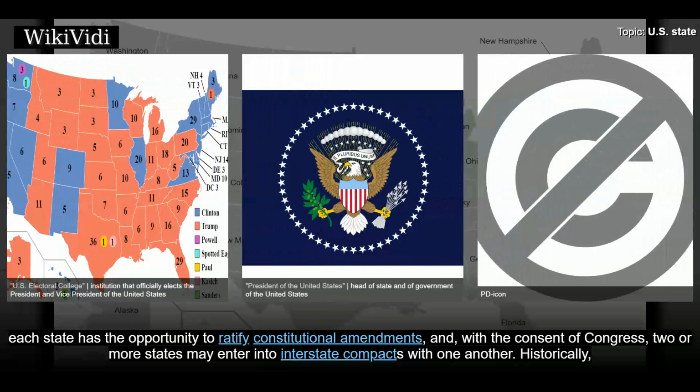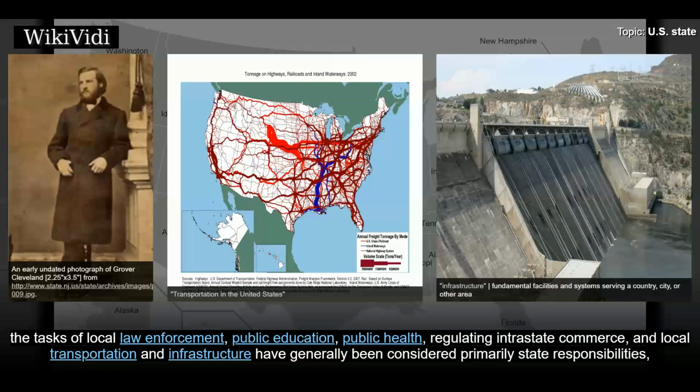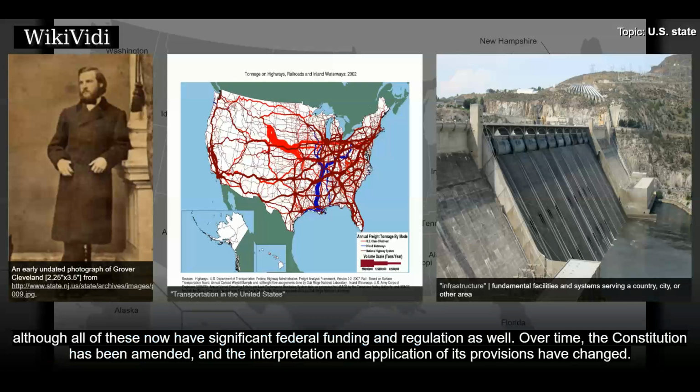Additionally, each state has the opportunity to ratify constitutional amendments, and, with the consent of Congress, 2 or more states may enter into interstate compacts with one another. Historically, the tasks of local law enforcement, public education, public health, regulating interstate commerce, and local transportation and infrastructure have generally been considered primarily state responsibilities, although all of these now have significant federal funding and regulation as well.